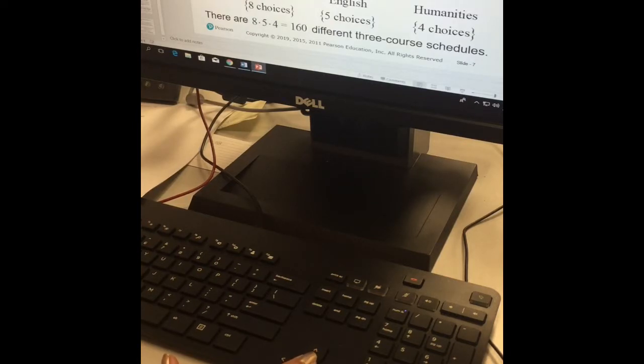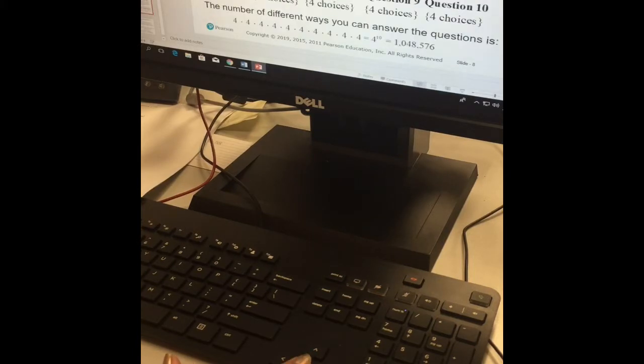In this example, we have students who are creating their course schedules. You are planning to take 3 courses, math, English, and humanities. There are 8 sections of math, 5 of English, and 4 of humanities that you find suitable. Assuming no scheduling conflicts, how many different 3-course schedules are possible? Again, same idea. If we have 8 choices for math, 5 choices for English, 4 choices for humanities, we can multiply those 3 to find 160 different 3-course schedules.